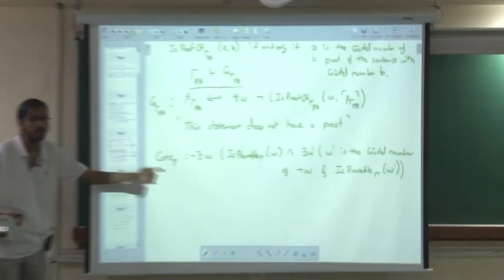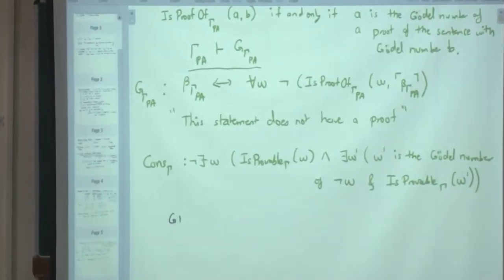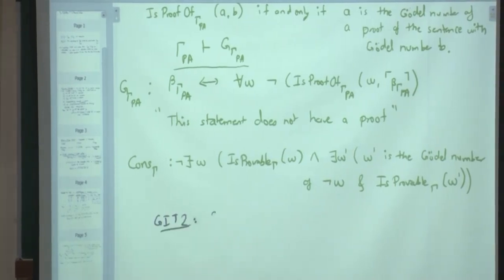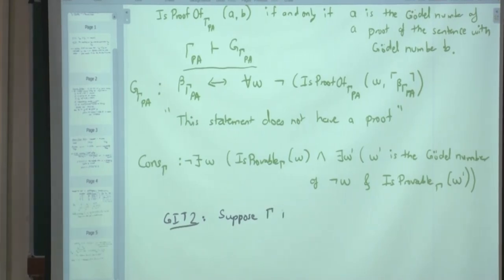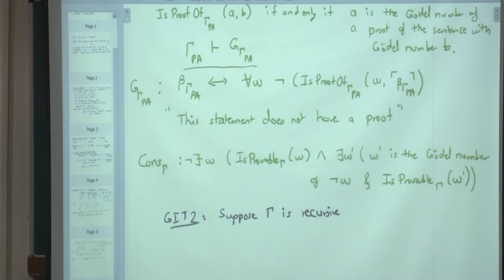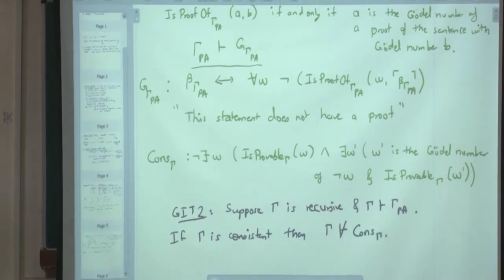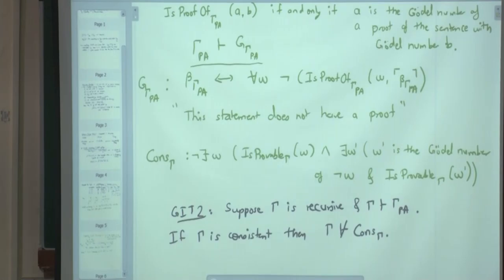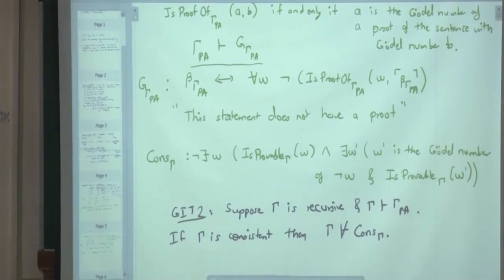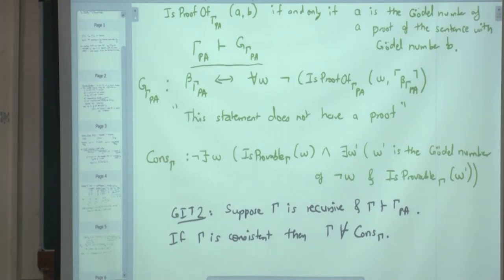This statement says consistency, and Gödel's second theorem actually shows this: suppose gamma is recursive, and I will define recursive in a moment, and gamma can prove gamma PA. Its language is sufficiently strong to do elementary arithmetic. If gamma is consistent, then gamma doesn't prove its own consistency. Then there is no proof of its consistency from gamma. So this is the actual second theorem.